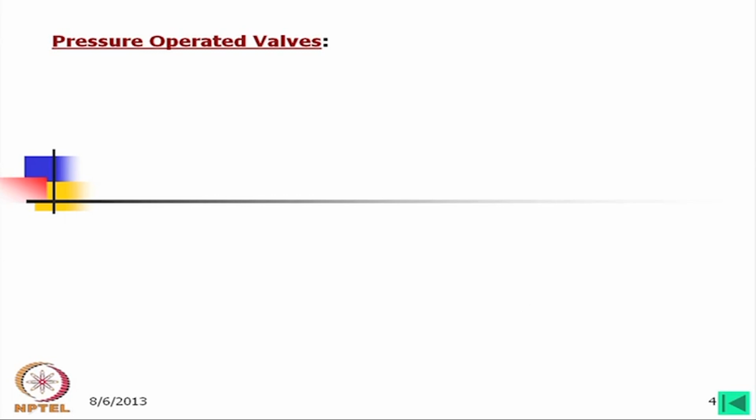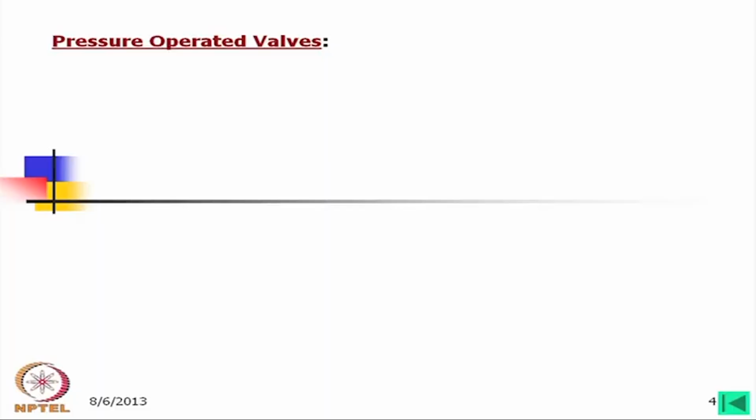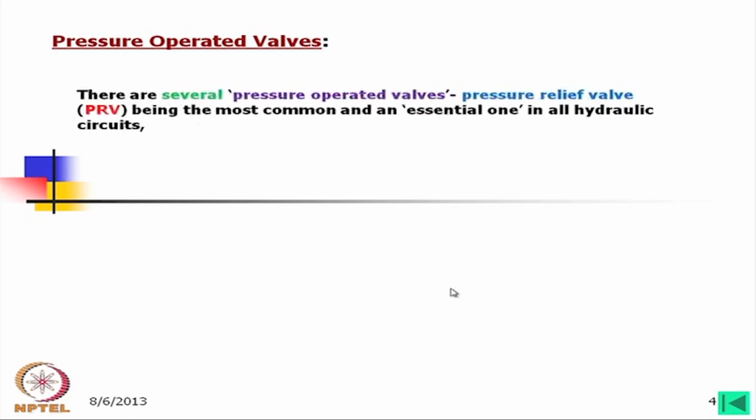Now, first of all we shall consider pressure operated valves. In the last slide I discussed what the orifices are; we shall come later to the different shapes of the orifices. But in this lecture we shall only discuss how these valves work and what their features are.